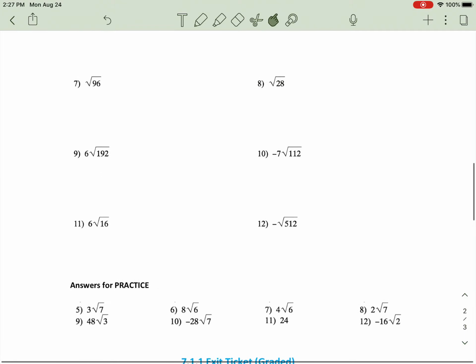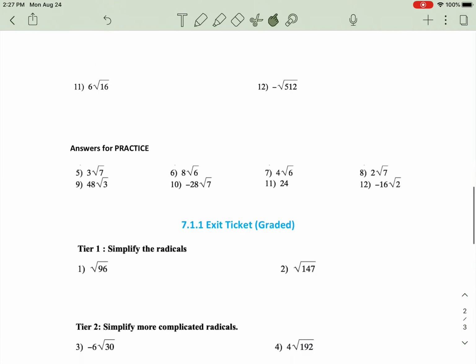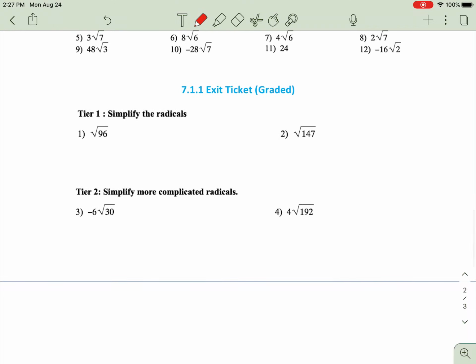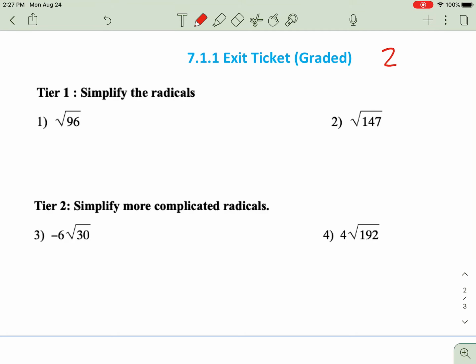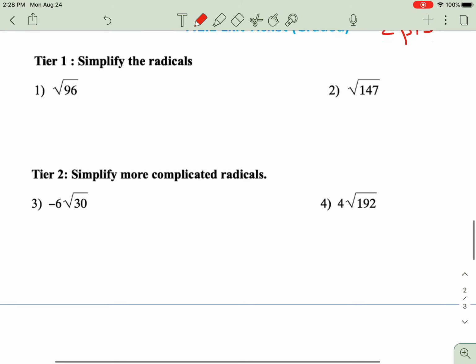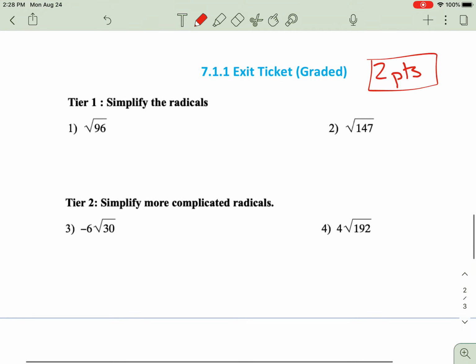The answers are posted below, so you want to go ahead and check those. But you will be graded on this exit ticket. So you have 1, 2, 3, 4 questions on this exit ticket. Each one is 2 points apiece. Okay, so make sure to do these tonight. Submit them into Canvas, and we'll go over them first thing tomorrow.